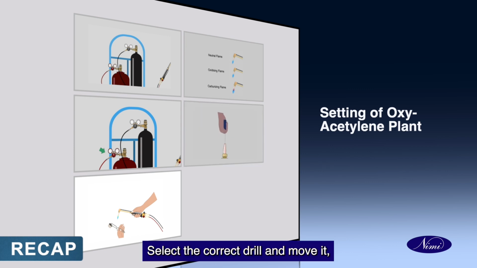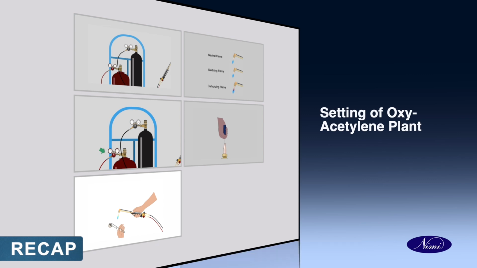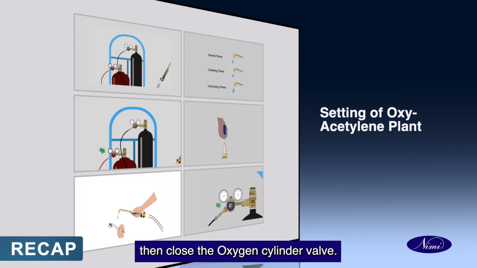Select the correct drill and move it without turning up and down through the tip. Shut off the plant by first closing the acetylene cylinder valve, then close the oxygen cylinder valve.